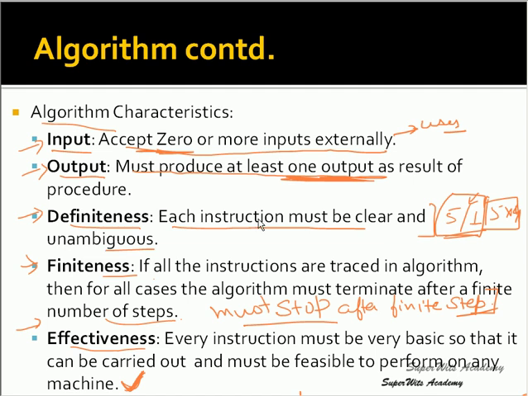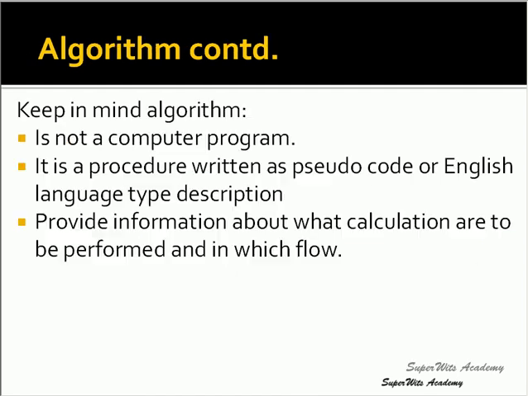So these are the 5 properties or characteristics an algorithm must have: input, output, definiteness, finiteness, and effectiveness. If you achieve all these 5 characteristics, that means your algorithm for a computer problem is on the right track. So if I design any algorithm, I need to keep a few things in mind.